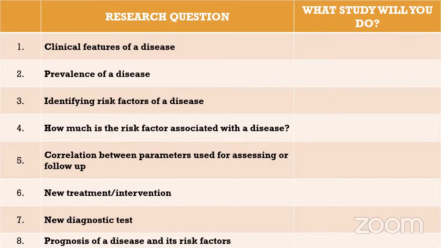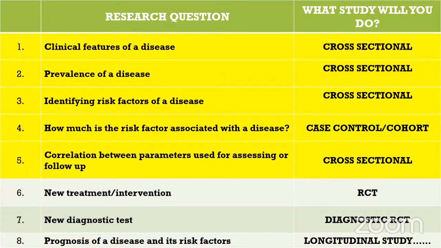Or you can have a new intervention that comes in, and then you give that intervention and you want to look at the outcome. Or there is a new diagnostic test and you want to test that. Or you want to look at the prognosis of disease and look at the risk factors which would affect the prognosis. So each of these would fit into one of the study designs which we discussed in the previous slide. So I put it here for convenience.